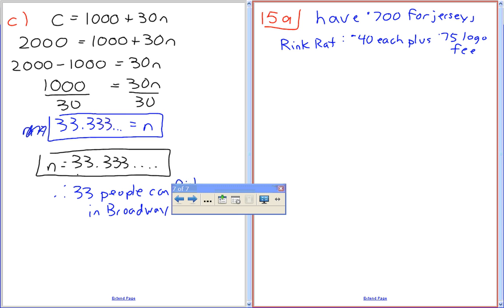Can someone be brave? I'm hoping it's Aiden, but it can be anyone. Try and make an equation for that.